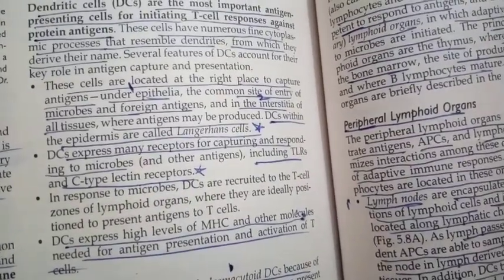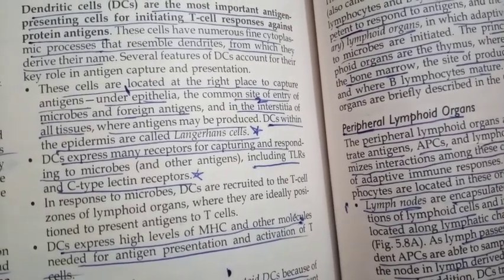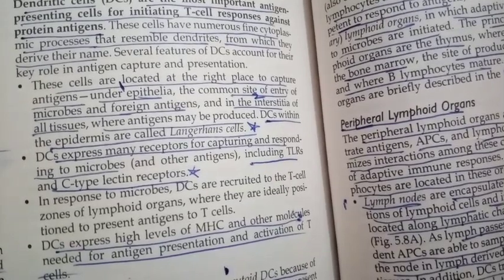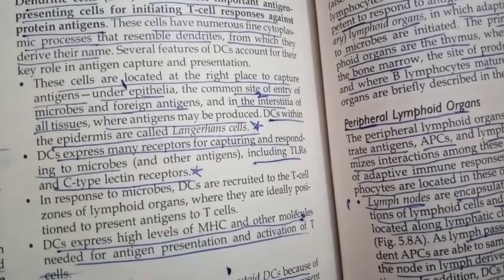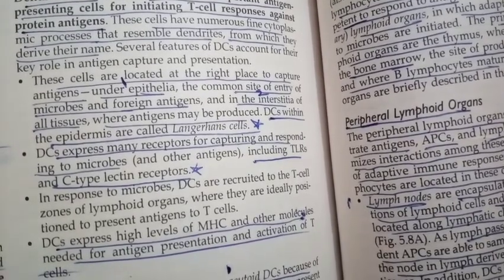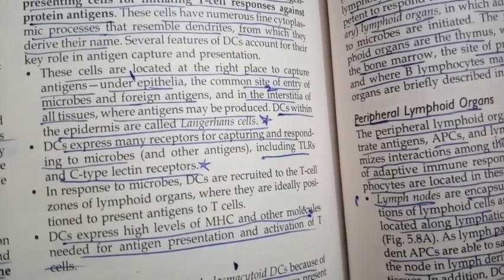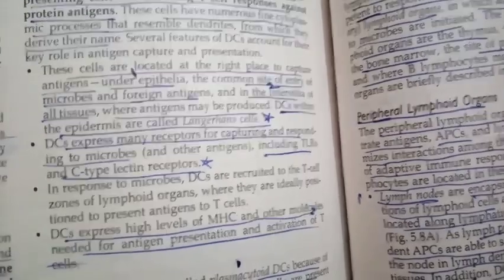These cells are located at the right place to capture antigen: under epithelia, the common site of entry of microbes and foreign antigens, and in the interstitia of all tissues, where antigen may be produced. DCs within the epidermis are called Langerhans cells. DCs express many receptors for capturing and responding to microbes, including TLRs and C-type lectins.